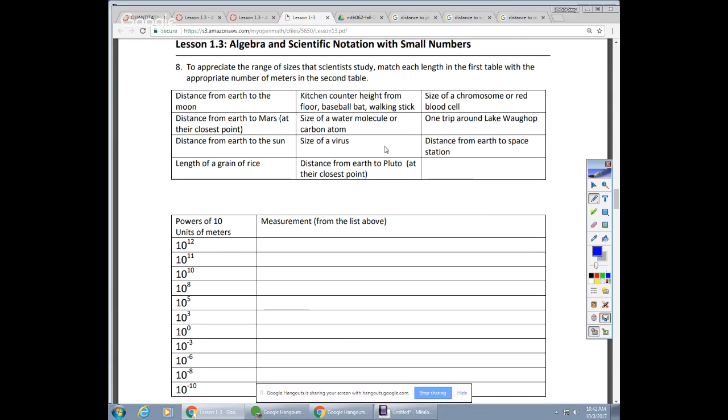But does anybody know what viruses are made up of? They're not bacteria, they're different. Viruses are made up of proteins. What are proteins made up of? Molecules, like DNA, proteins. So chances are a water molecule is probably the smallest thing up here, then a virus, then what? Red blood cell.